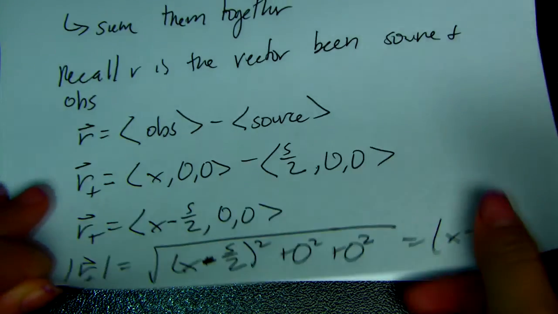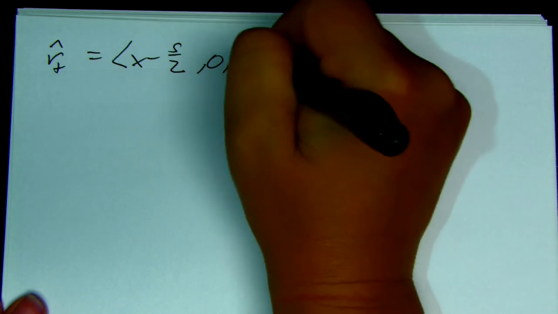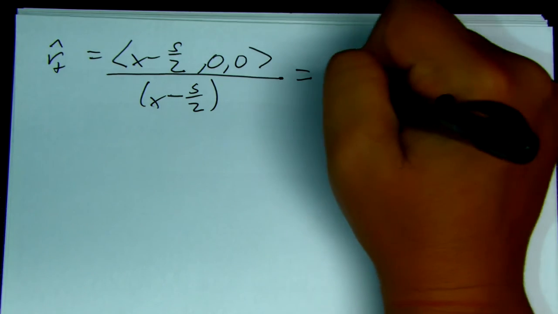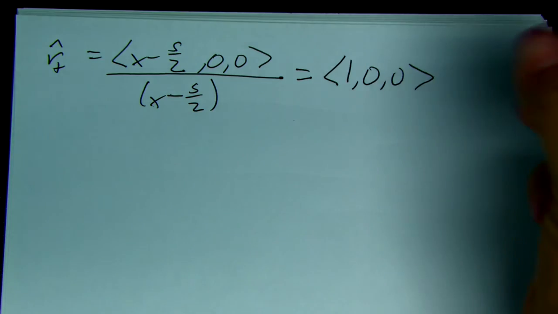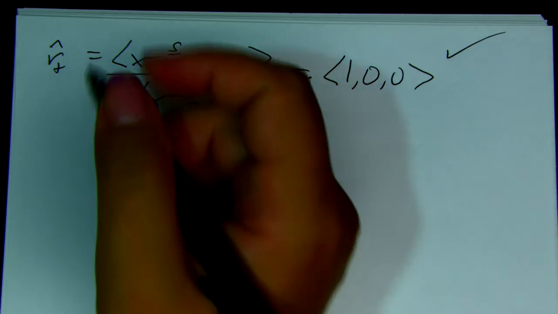Okay, so chugging right along. So we have our r vector, the magnitude of it. Now we're going to need r hat. So this is going to be x minus s over 2, 0, 0, divided by the magnitude x minus s over 2, and this is equal to 1, 0, 0. So this, again, confirms our picture. We knew that this would be in the direction of the x-axis.